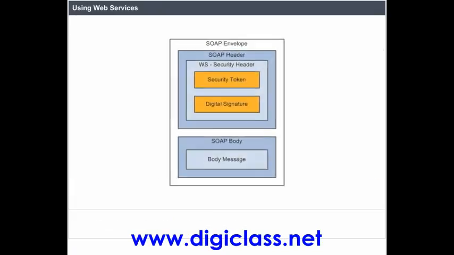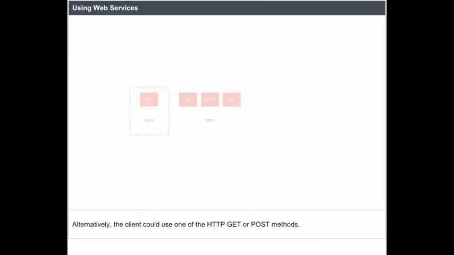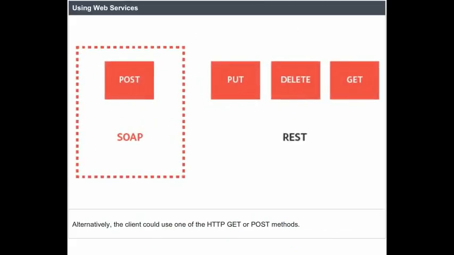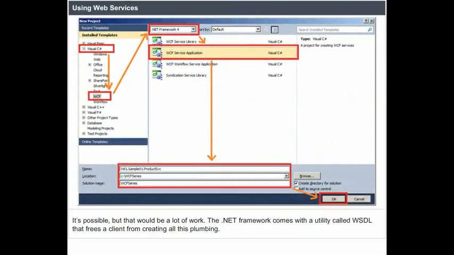Using web services. If an application wraps a method call into a SOAP envelope and uses HTTP, it could use those methods to communicate with a basic web service. Alternatively, the client could use one of the HTTP GET or POST methods.